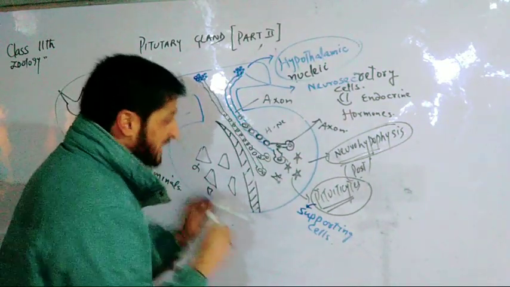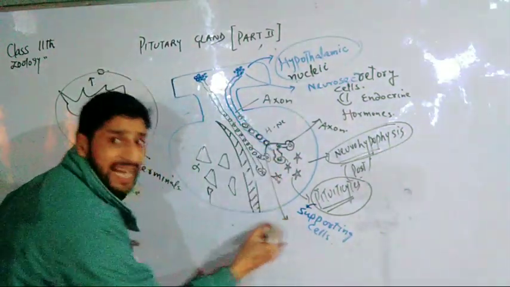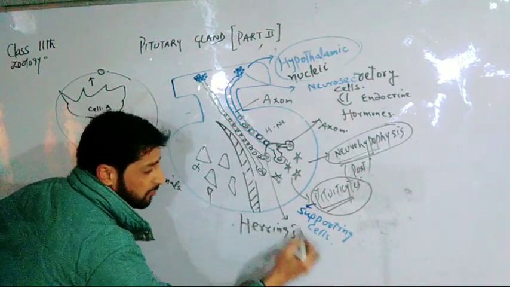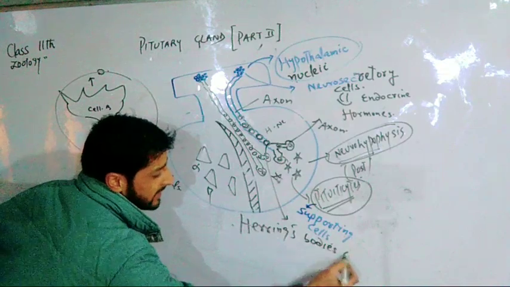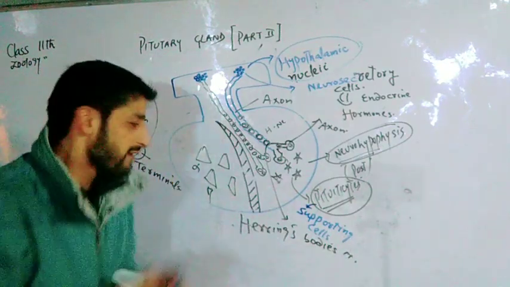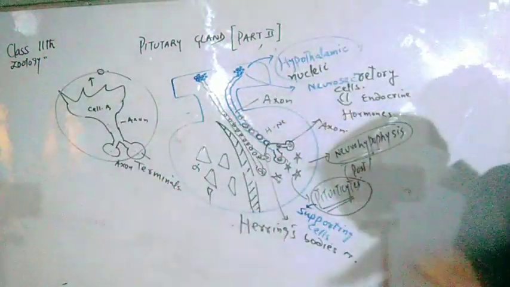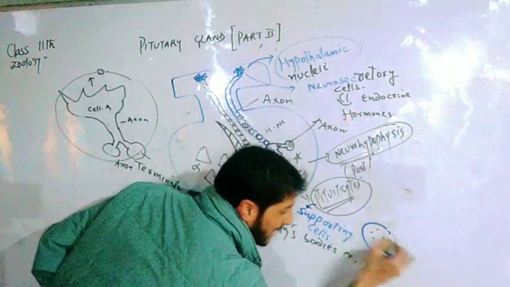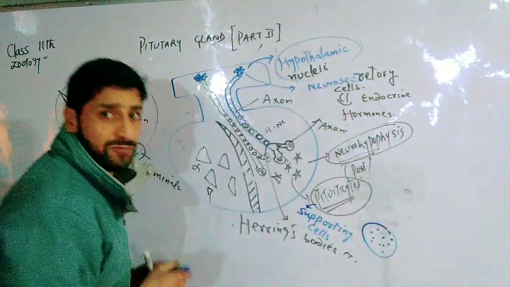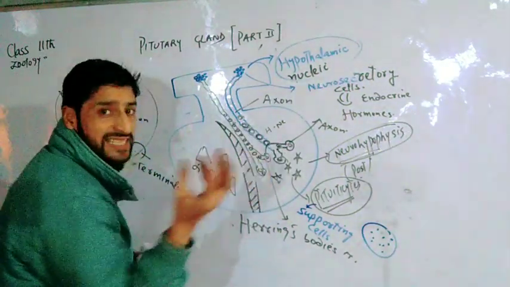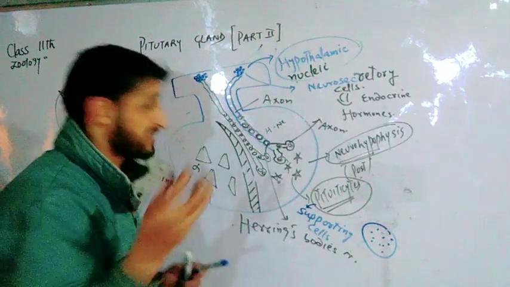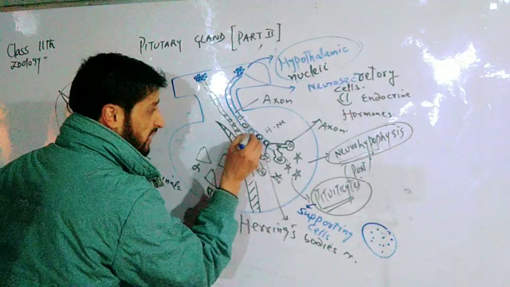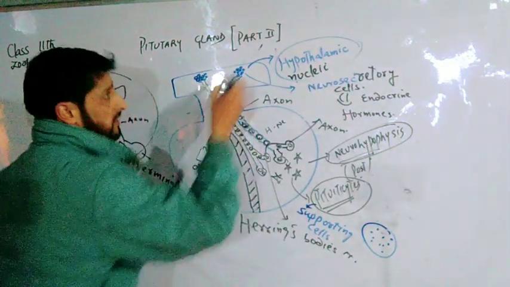These sac-like structures are known as Herring bodies. When I say these sac-like structures are called Herring bodies, these Herring bodies, these special vesicles, actually store two important hormones.